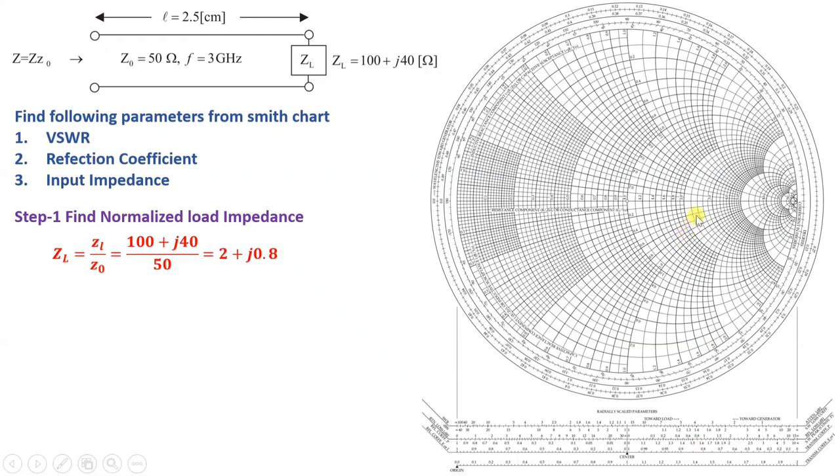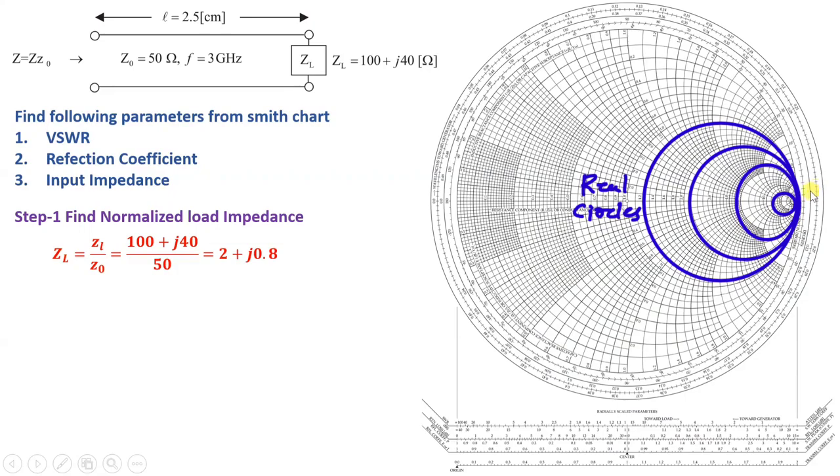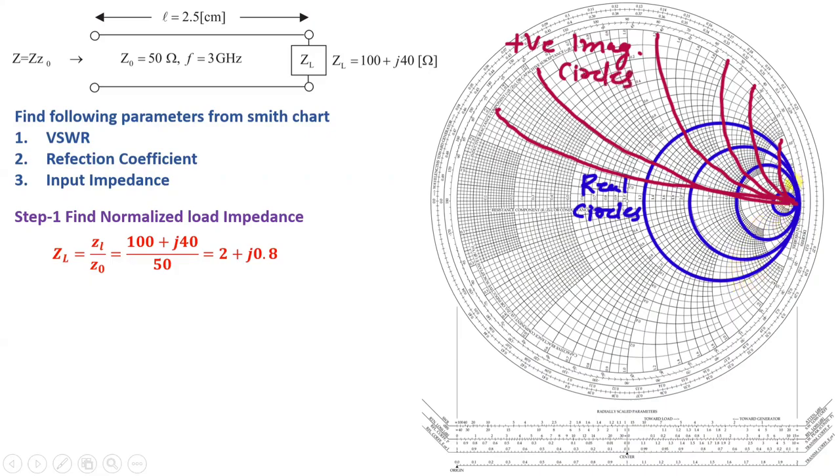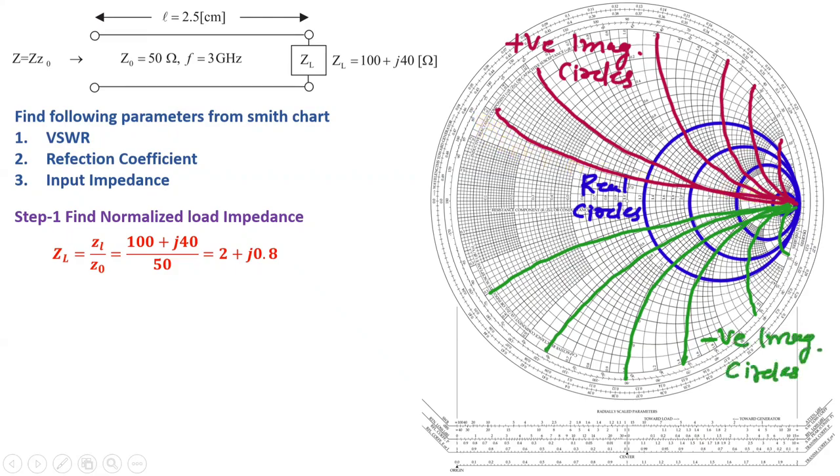Now, whenever you want to plot this normalized impedance ZL in the Smith chart, one should know some basics of the Smith chart. These are the complete circles, that is, real circles, and these half circles are imaginary circles. The upper half imaginary circles are positive imaginary circles, and the lower half imaginary circles are negative imaginary circles. Now our aim is to plot ZL, which has real part 2.